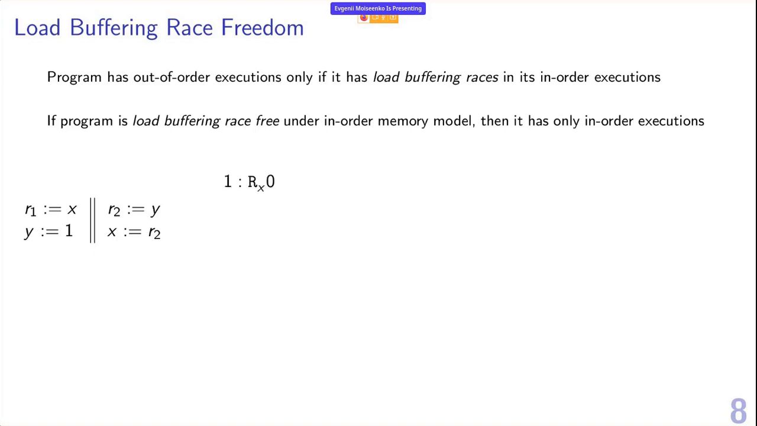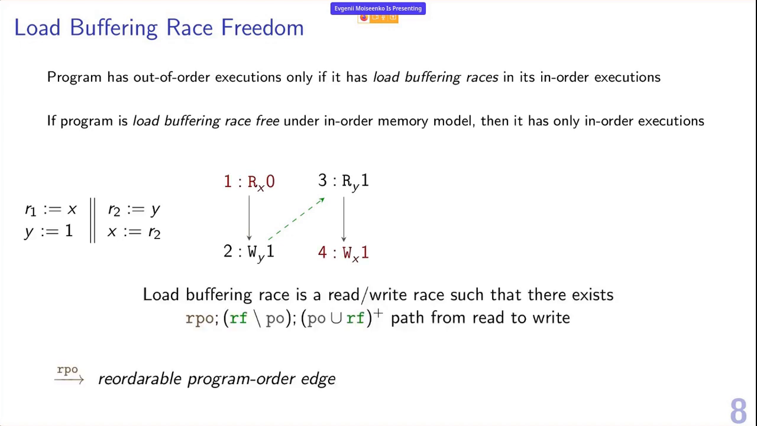It can start by enumerating in-order execution graphs, and it needs to consider performing some promises only when it detects a load buffering race. This is a special kind of race between a read and a write, such that there exists a PORF path from the read event to the write event, starting with a reorderable program order edge. And a program edge is reorderable if there is, for example, no fence instruction between the read and write.